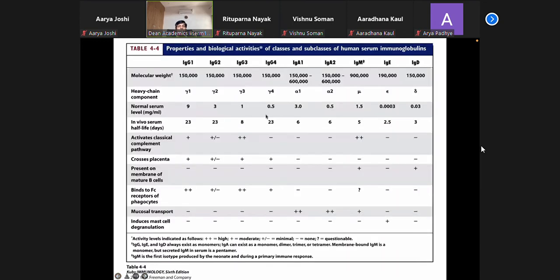This is actually a long table, and I'm pretty sure it is pretty boring as well. So I would suggest you go through this table when you have some time available. It summarizes all these parameters for different antibody isotypes: the molecular weight, the heavy chain utilized by these different antibodies, the serum concentration, and the half-life of each one of those antibodies, which will tell you which antibody response is more durable than the other.